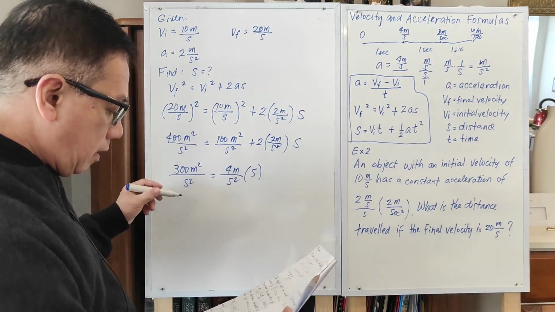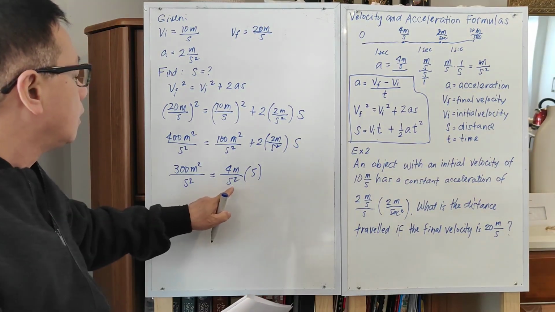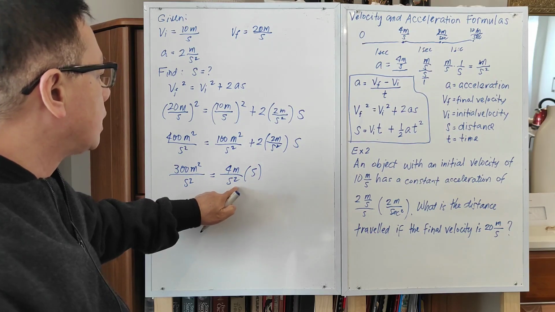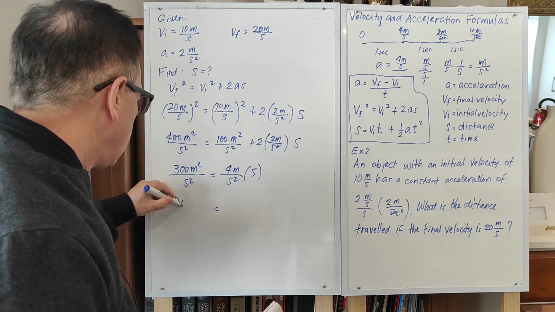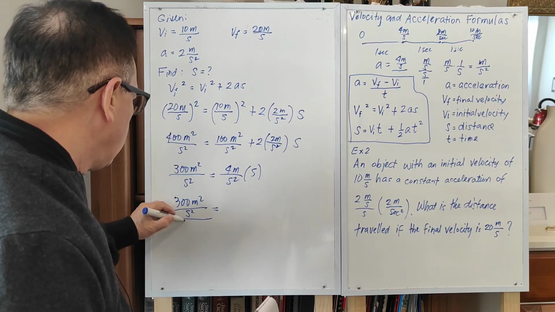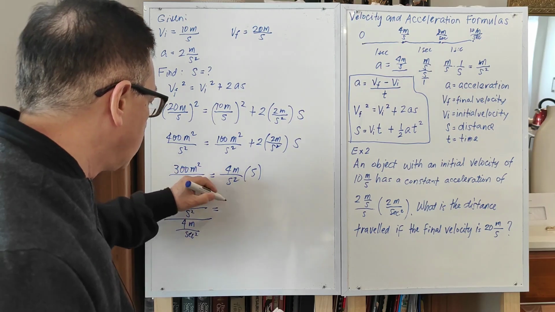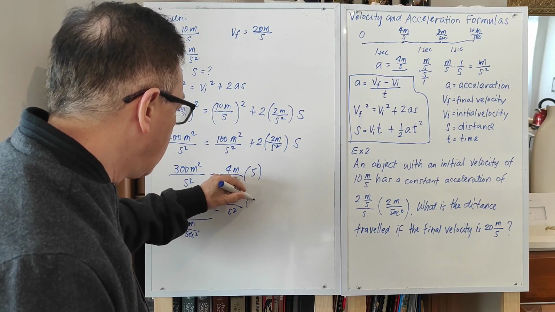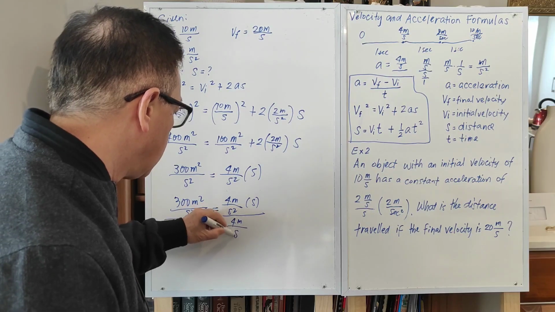So we can divide this one by 4 meters per second squared to leave S. So what happens is 300 meters squared per second squared divided by 4 meters per second squared is equal to 4 meters per second squared S divided by 4 meters per second squared.